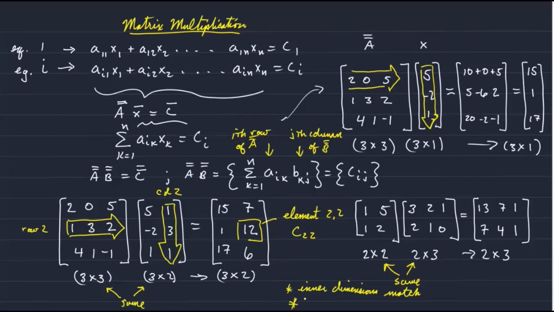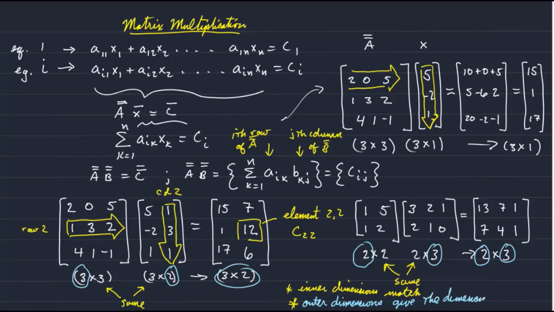And the other thing you should notice is that the outer dimensions, when we multiply two matrices, are the outer dimensions of the product. So the outer dimensions give the dimensions, or form, sorry about my messy handwriting, the form of the product.